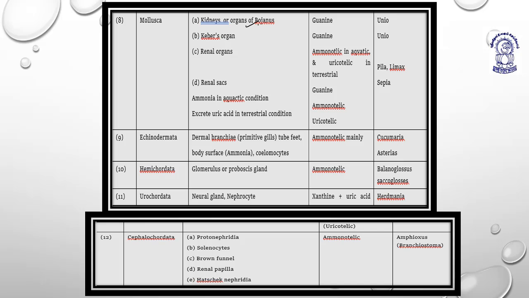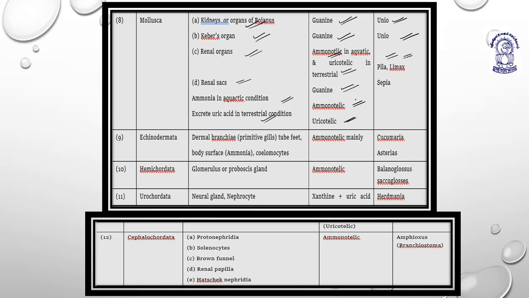Mollusca have the organ of Bojanus, which acts as a kidney and excretes guanine. Example, Unio. Keber's organ also excretes guanine, Unio. Renal organs are ammonotelic in aquatic and ureotelic in terrestrial forms. Examples are Pila and Limax. Renal sacs excrete ammonia in aquatic conditions and uric acid in terrestrial conditions. They mainly excrete guanine as the main amino acid based product. They are ammonotelic, excreting ammonia, and ureotelic as well.